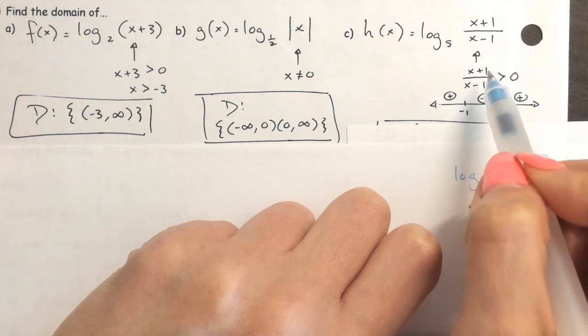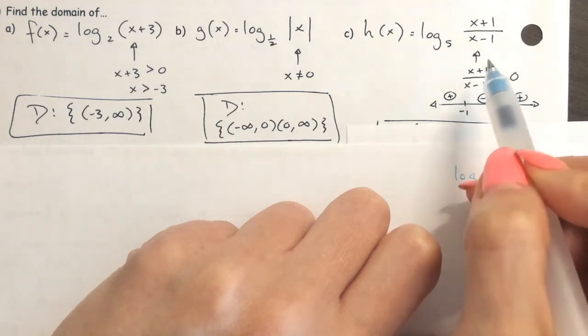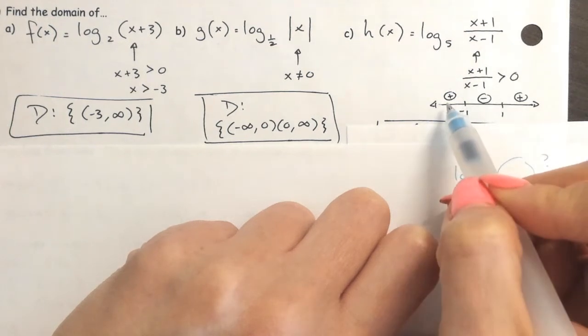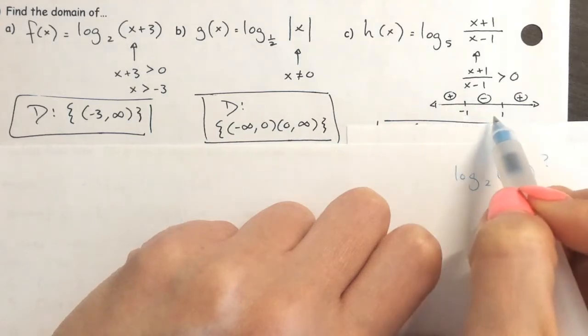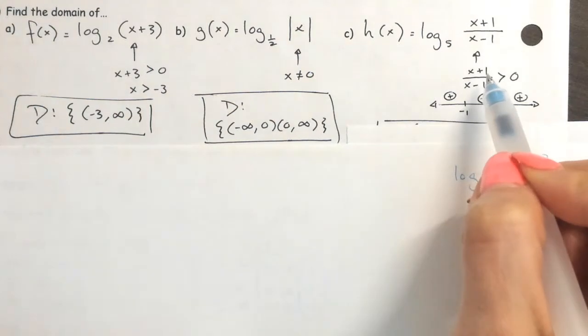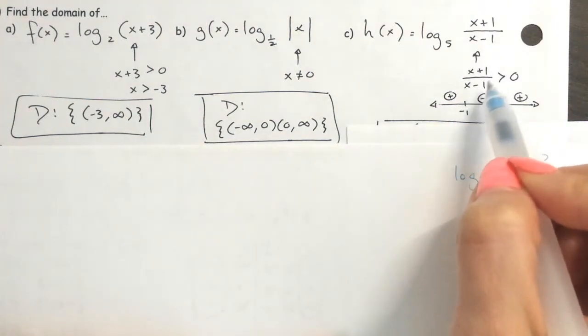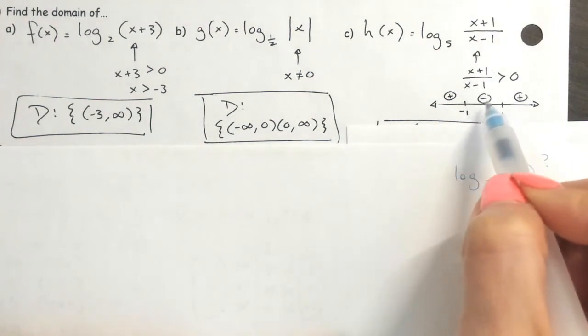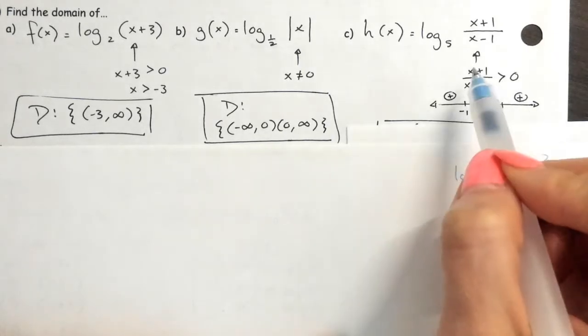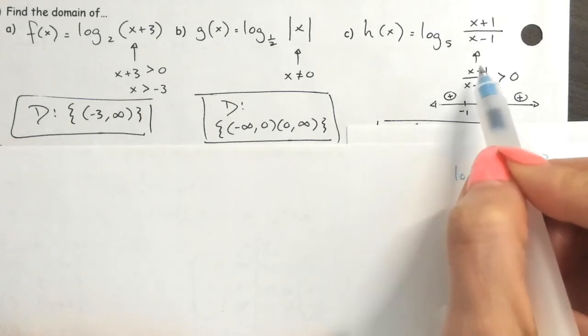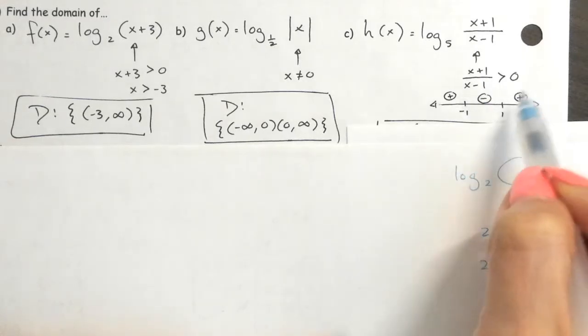-2 plus 1 is negative. -2 minus 1 is negative. A negative divided by a negative is positive. Then we plugged in a 0 because it's a really easy number between -1 and 1. 0 plus 1 is 1, 0 minus 1 is -1, and 1 divided by -1 is negative. And then on the right side, you can plug in anything you want, like a 10. 10 plus 1, 10 minus 1, positive divided by positive is positive.